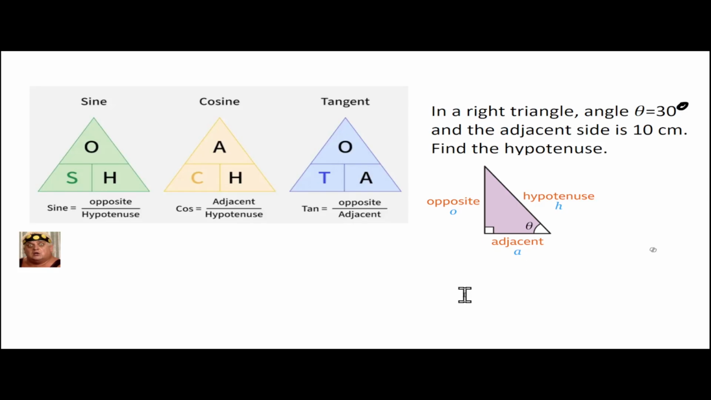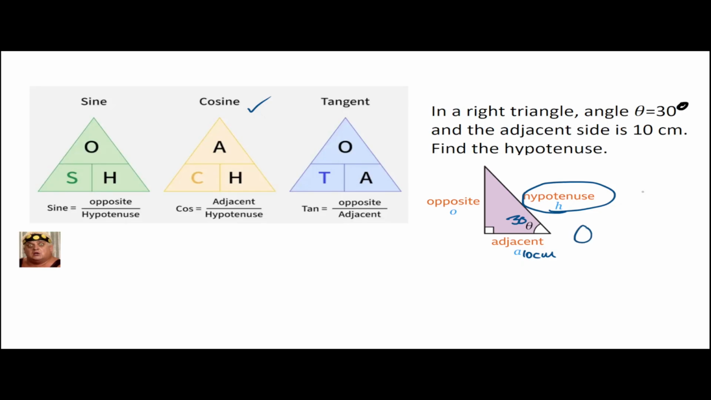Alright, for this one, the right angle triangle, the theta is 30 degrees. The adjacent side is 10 centimeters. Find the hypotenuse. Okay. So the theta angle here is 30 degrees. And the adjacent side is 10 centimeters. And they want to find the hypotenuse. Okay, so of these three here, which one has adjacent and hypotenuse? It's going to be cosine.